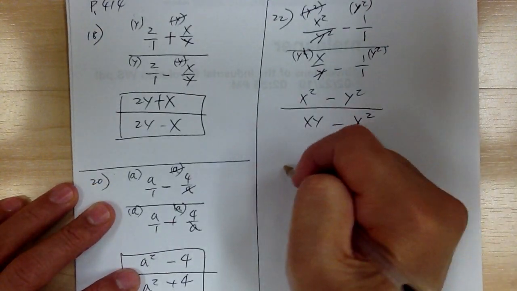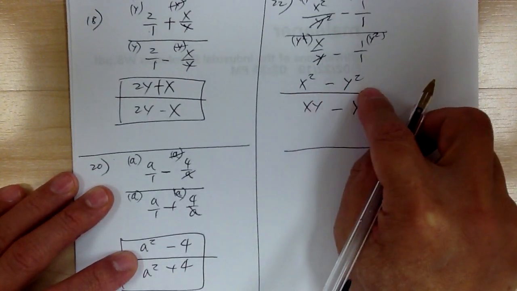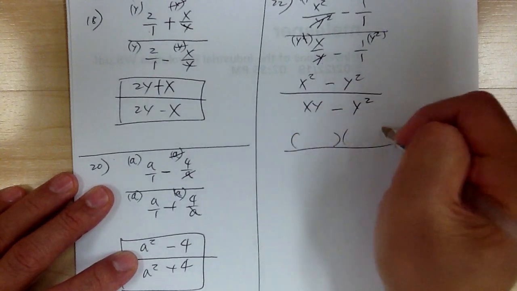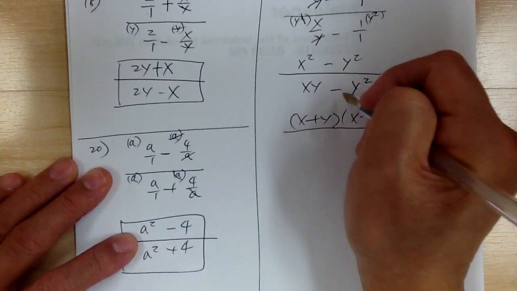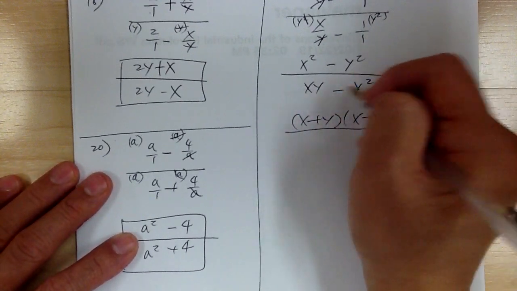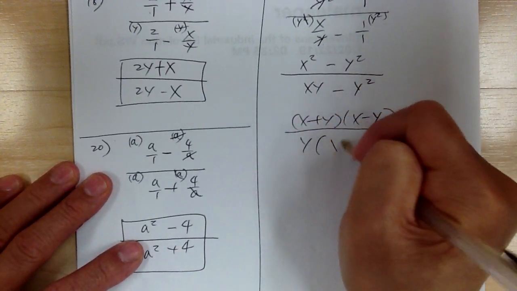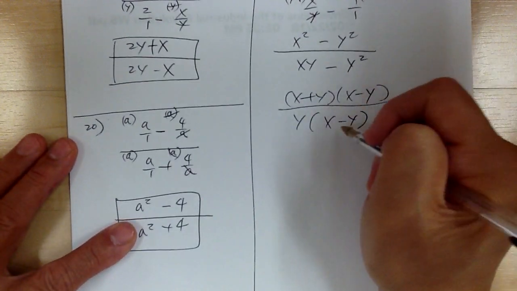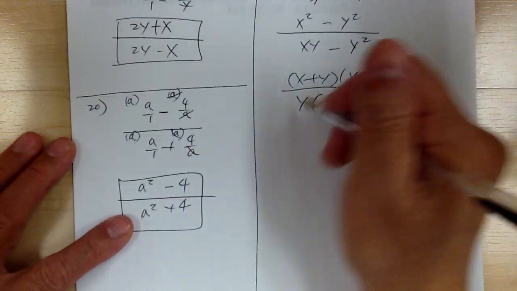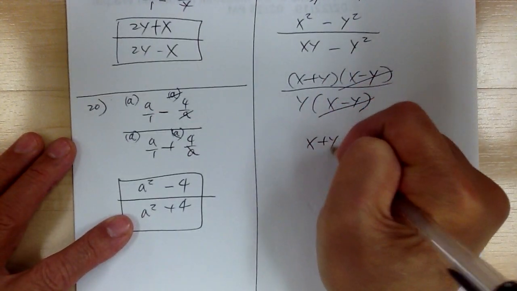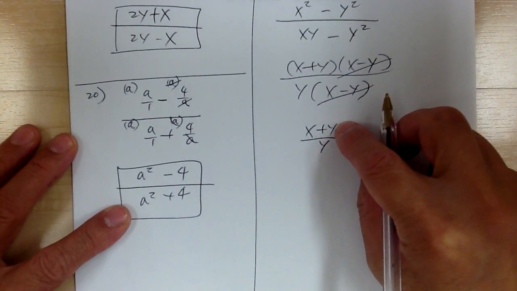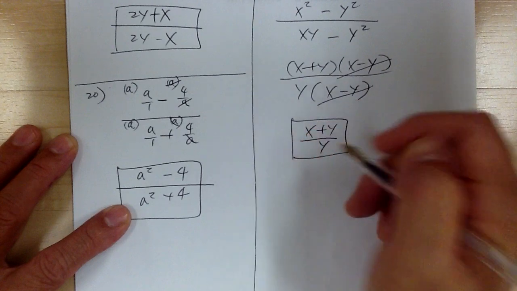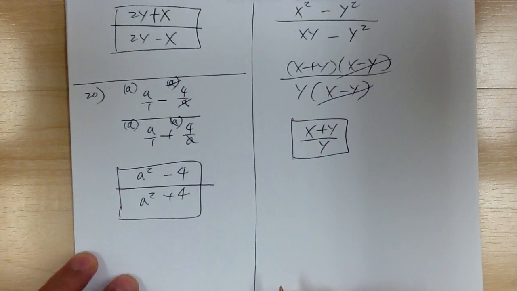After that, you can do the factoring. On the top, this is the difference of squares, so you factor into conjugates, so it'll be x plus y, x minus y. On the bottom, you have to do the common factor, right? So factor out the y, so you get x minus y, and x minus y cancels out, so you end up with x plus y over y. Now, do not cancel the y, because this is a term, so do not cancel the term. Let's go to 24.